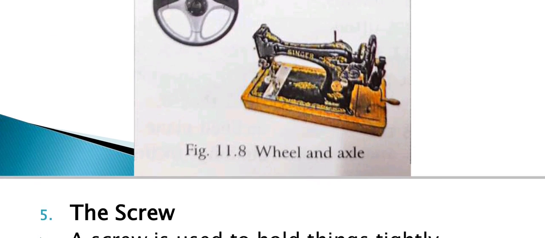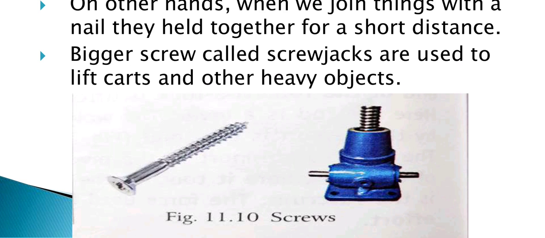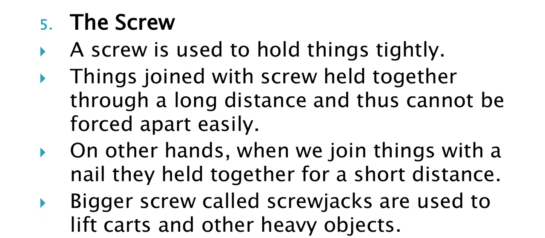Next, the screw. A screw is a simple machine. I will show you the first figure. This first one is a screw. The second one is a screw jack. So a screw is a simple machine, and many times you have also seen it, I think. It is used to hold things tightly together.